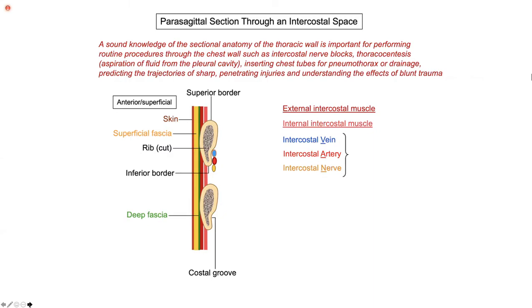Now further, this is my VAN, I talked about it. And this is my innermost layer. So this neurovascular bundle lives between the internal intercostal and the innermost layer. Are we good? This neurovascular bundle is not present between the external and internal intercostal. It is present between the internal intercostal and the innermost intercostal. The innermost has different names. We have talked about that.